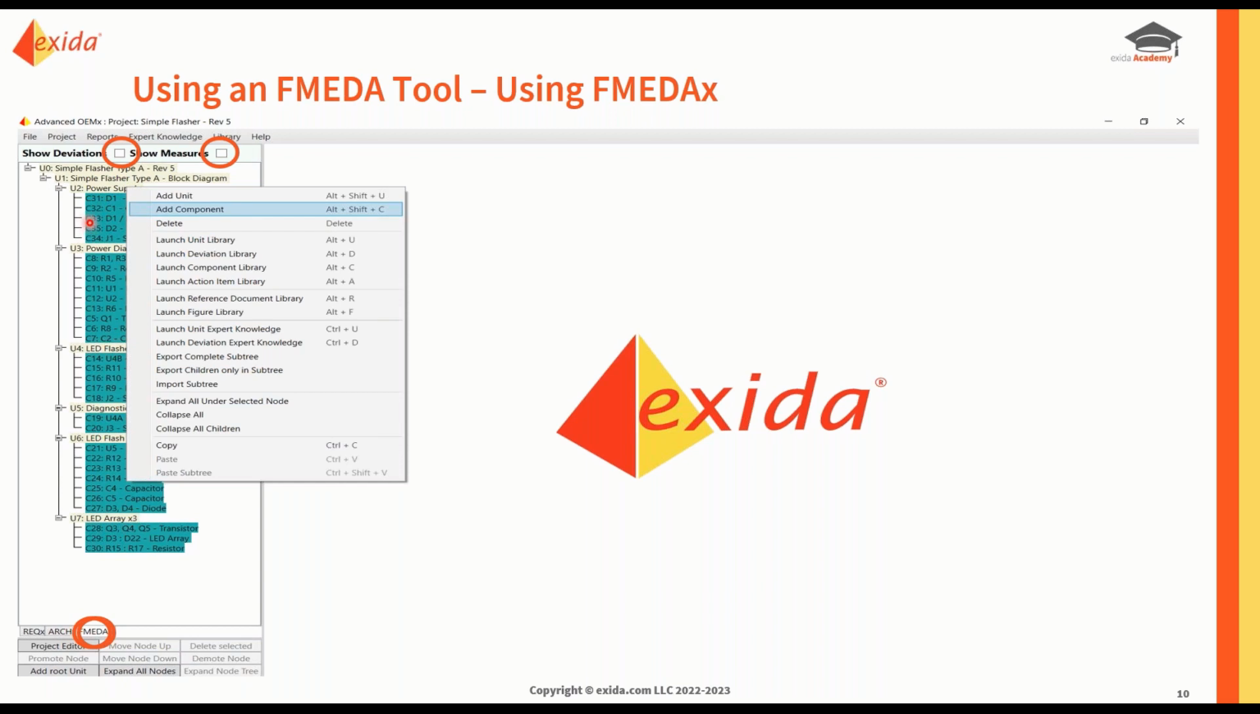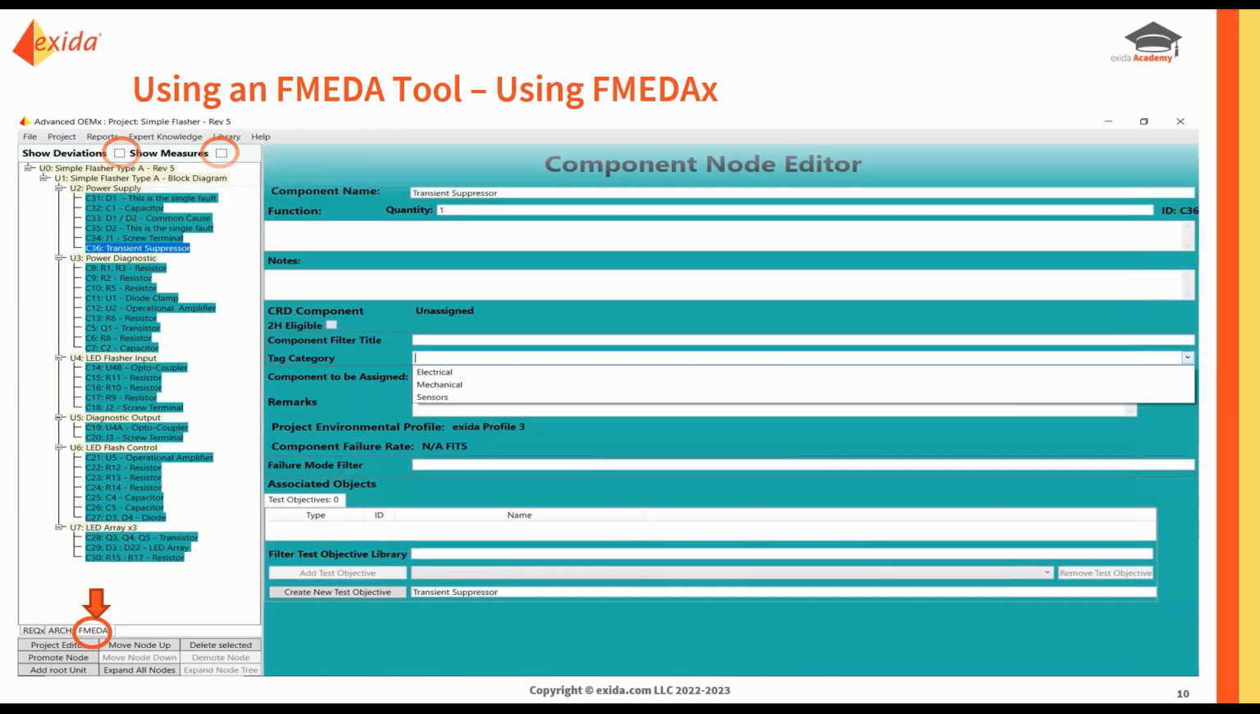your component entry. Again, context sensitive menu, so right clicking on the unit block that we want to enter a component into will now give us the option to add component because we're in the FMEDA mode. So clicking on that, we enter in our first component. Obviously some are already in, but this time we're adding in an extra component based on our analysis, and we're adding in a transient suppressor.